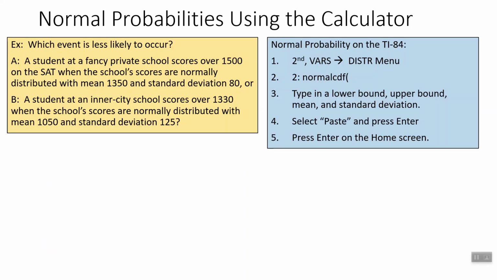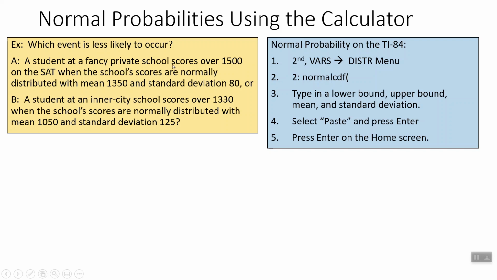All right, now I bet you're wondering, are we always going to use this 0 and 1? No, in fact, most of the time we're not. So in the old days, they always had to do 0 and 1 because that's all we had was the table was in terms of 0 and 1. Now, our calculator will do it with any standard deviation and mean that we want. So let's look at these two events here, and then we'll try and do it on the calculator.